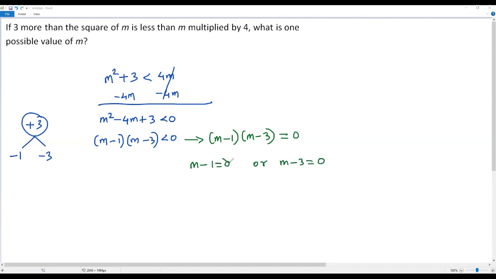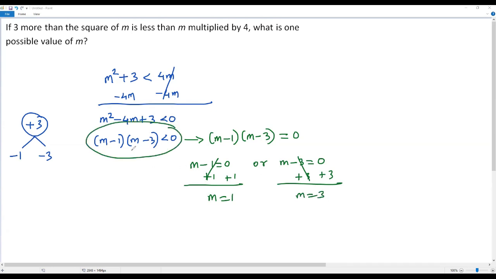When I solve for m in this equation, I am adding 1 to both sides. When I do so, I am getting m equals 1. And to solve for m in this equation, I have to add 3 to both sides. When I do so, I am getting m equals 3. So when I consider this inequality as an equation, I am getting two values, m equals 1 and m equals 3. Now I am going to plot these two values of m on the real number line.